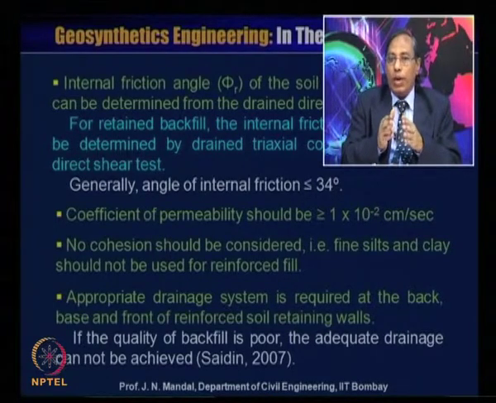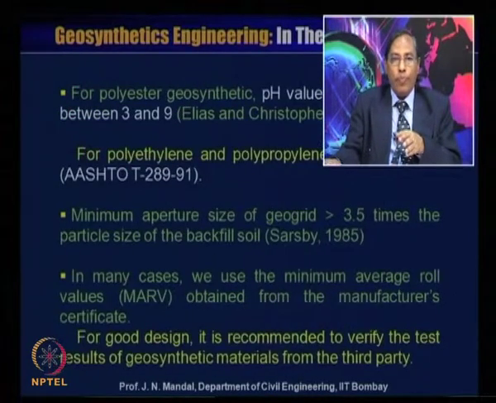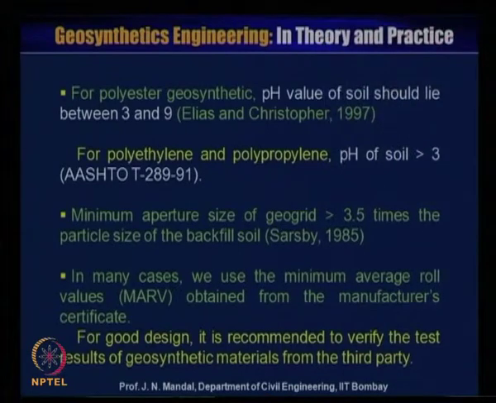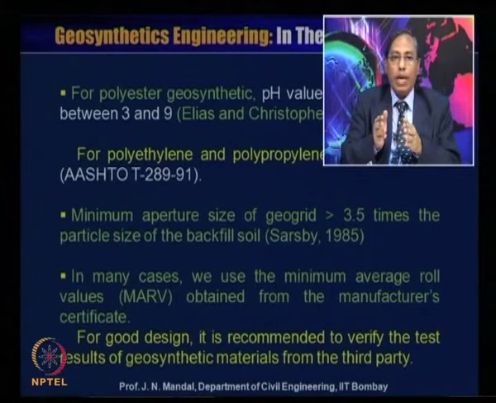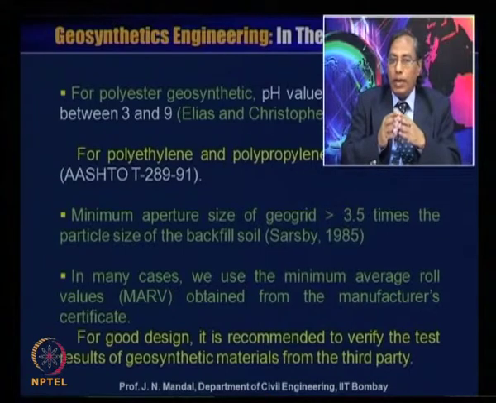Appropriate drainage system is required at the back, base and front of reinforced soil retaining wall. If the quality of the backfill is poor, the adequate drainage cannot be achieved, as mentioned in 2007. For polyester geosynthetics, pH value of soil should lie between 3 and 9, that is Elias and Christopher 1997. For polyethylene or polypropylene, pH of soil greater than 3, AASHTO T289-91. Minimum aperture size of the geogrid should be greater than 3.5 times the particle size of the backfill soil as given by Sasby 1985.